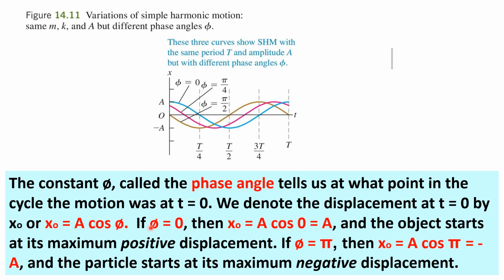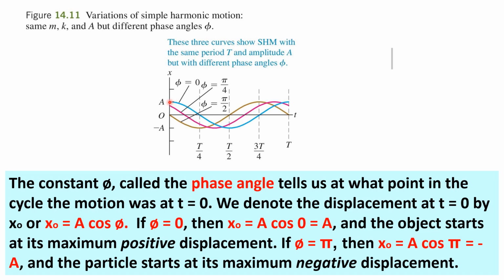If, for example, the phase angle phi is 0, then our equation for x naught becomes A cosine 0. But cosine 0 is equal to 1, and that means our x naught is just equal to the amplitude A. That is similar to what is shown in the graph, the one colored green. So this green curve represents a phase angle phi equal to 0.